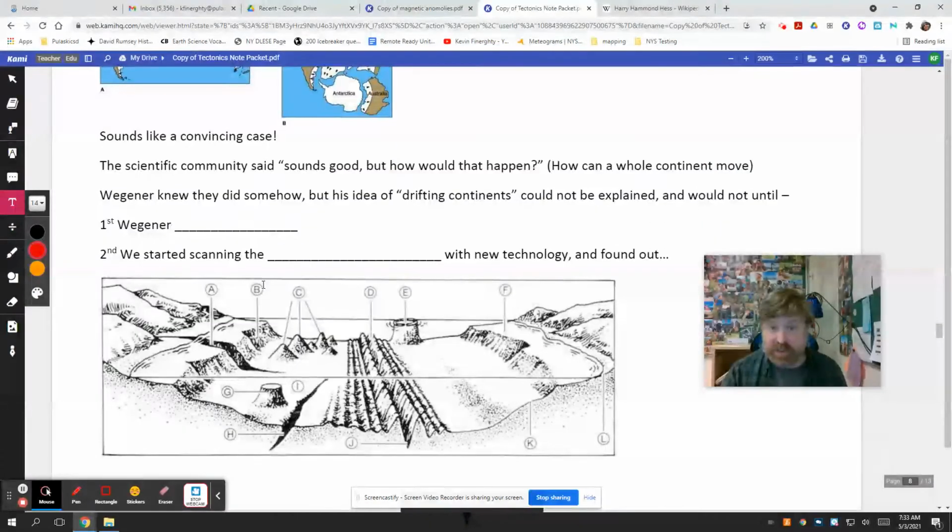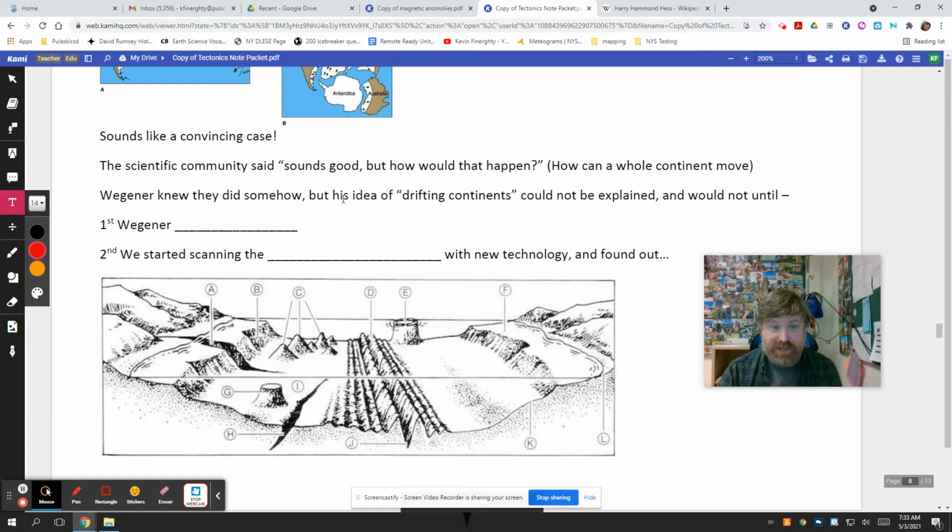So the idea is like, okay, great. That sounds good, Wegner. But how does that work? Like, how does South America... how are you going to convince me right now today? How are you going to give me a way that South America could just move across the ocean floor? What are you saying to me?